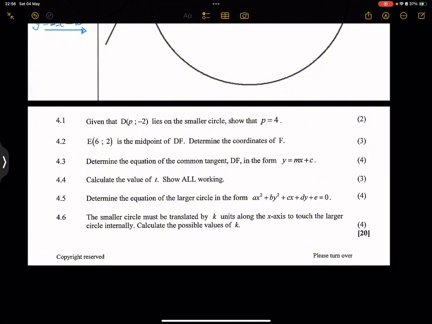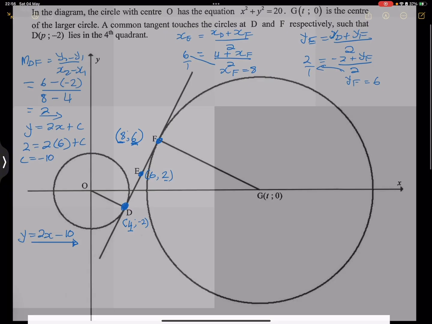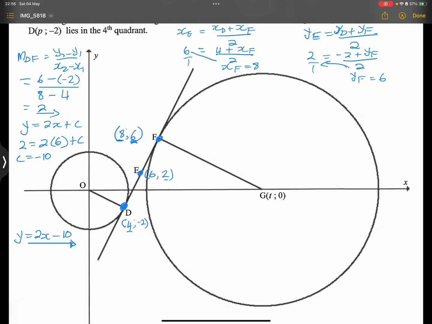So now we are looking for the coordinates of T. Now what you need to appreciate, ladies and gents, is that if I look at the line FG, that is the radius to the big circle. But what happens between a radius and a tangent? In this case, they would be perpendicular to each other at the point of tangency. So which means that the line DF is actually perpendicular to the line FG.